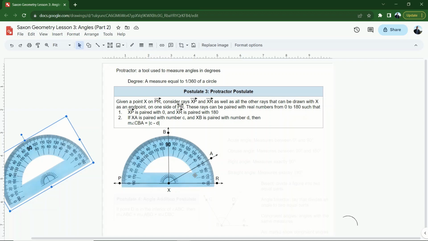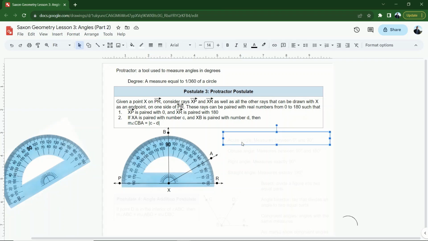So just so you know, you'll have crisscross lines like this, like a target on every single protractor, and you have to put that target on the vertex. And then you can use the protractor postulate to figure out what the measure of your angle is. All right, let's talk about some classifications of angles.